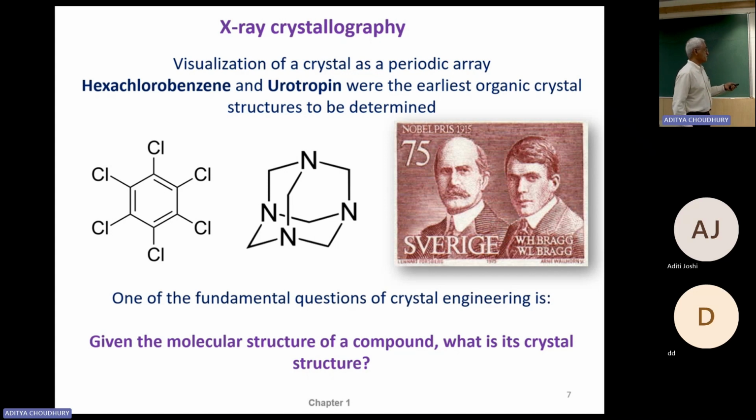It gave the visualization of the crystal as a periodic array, and you can see how the molecules are arranged in the crystal structure. I'm not talking about inorganic compounds; among organic compounds, hexachlorobenzene and urotropin were the first ones to be determined. At that time, they could only determine structures from the crystals. They started asking questions: given a molecule, you just write some molecule, what should be its crystal structure? If you know how to predict that, it will be easier.